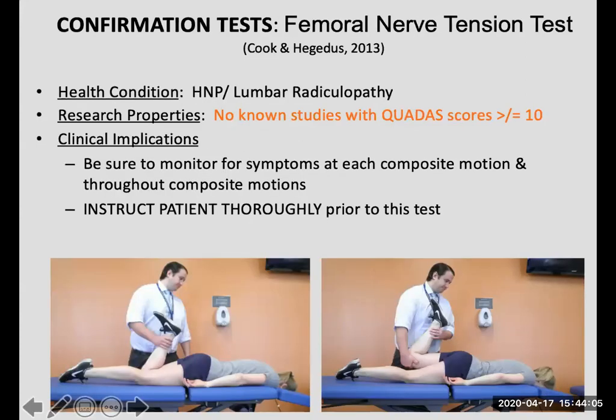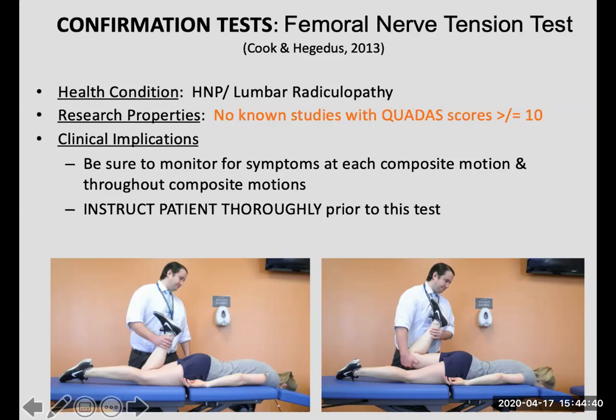Now, our femoral nerve tension test, essentially with this, we're going to have the patient in prone. It helps to put the patient down in a position of neck flexion to start with, and you can do that by lowering the head of the table there. Now, there aren't really any studies that have investigated research properties for this, but that being said, it can be something that you use. It could be helpful with a femoral nerve entrapment or a higher level radiculopathy, radicular pain.